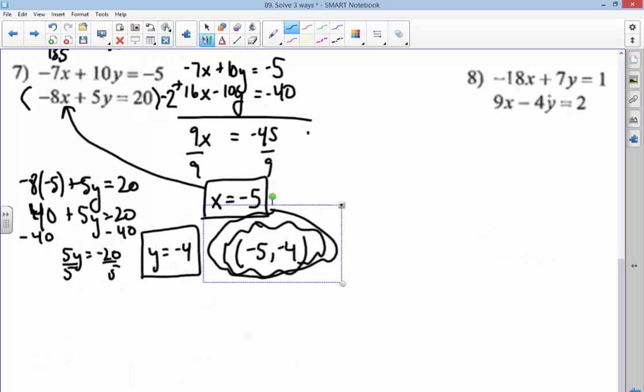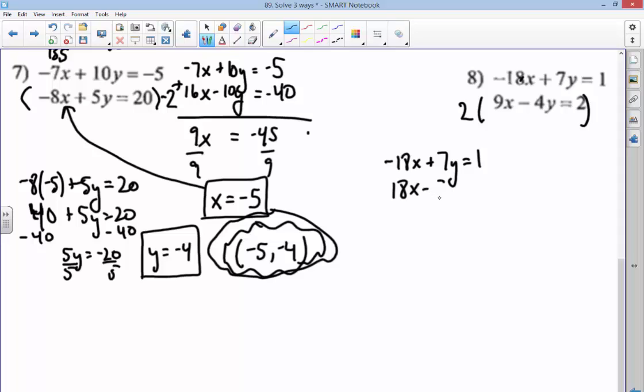Number 8. 7 and 4, to get those to be the same number, it would have to be 7 times 4, which is 28. To get 18 and 9 to be the same number, you only have to multiply the 9 by 2 to get it to be 18. So that's going to be the easier route. So I'm going to rewrite the top equation, negative 18x plus 7y is equal to 1. And then multiply 2 through in the bottom equation. So positive 18x minus 8y is equal to 4.